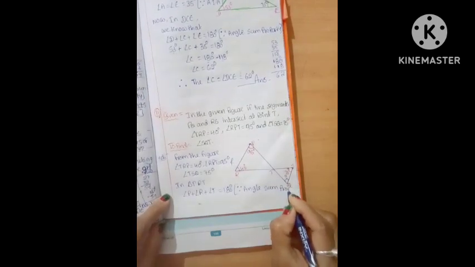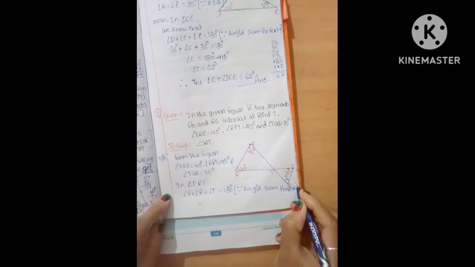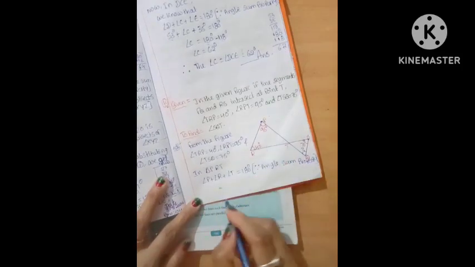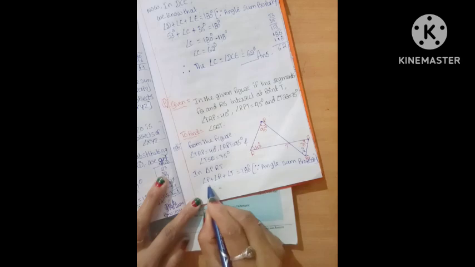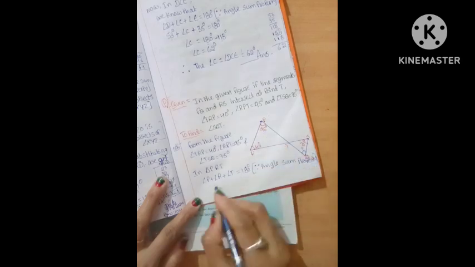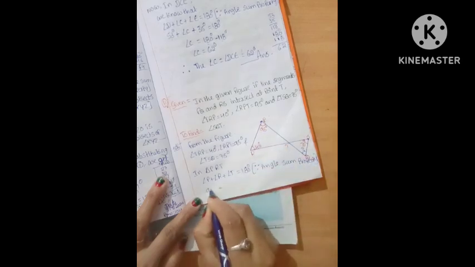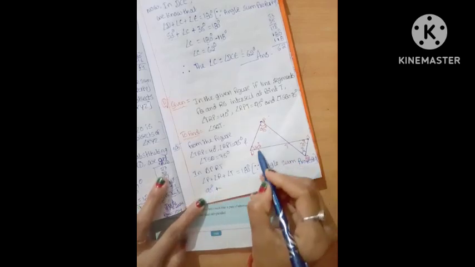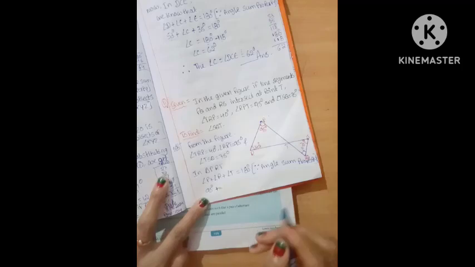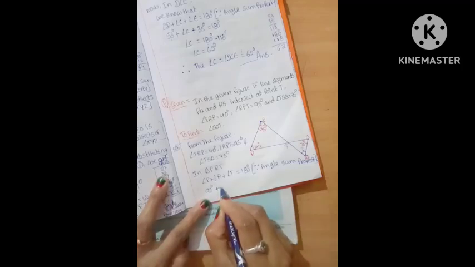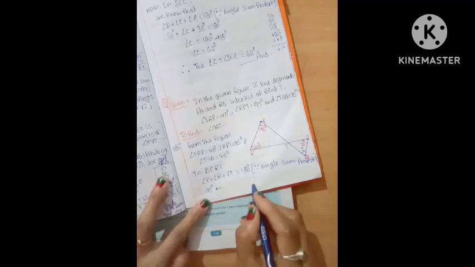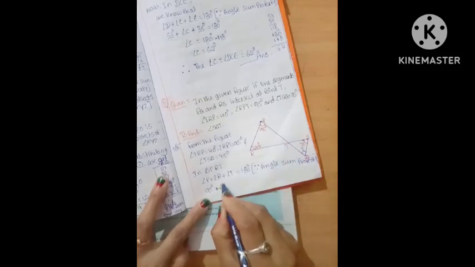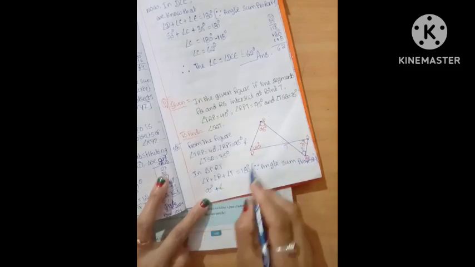Which property are we using in this problem? Angle sum property. Very good. Do you know the angle sum property? The sum of the three angles is equal to 180 degrees. So angle P is given in the problem, that is 95 degrees. These two angles, P and R, are substituted in the above equation, so we will get angle T.